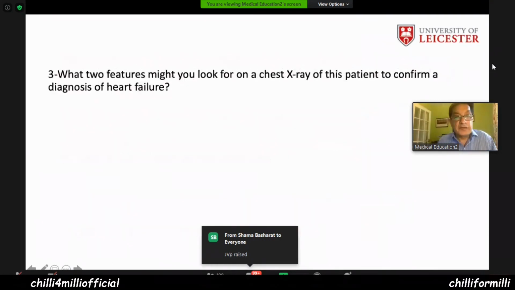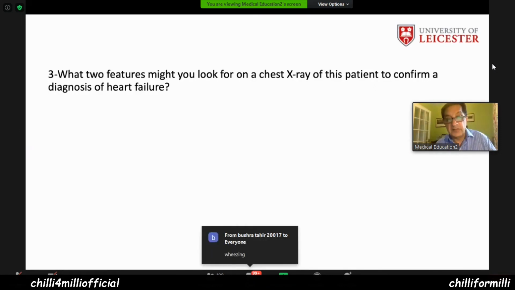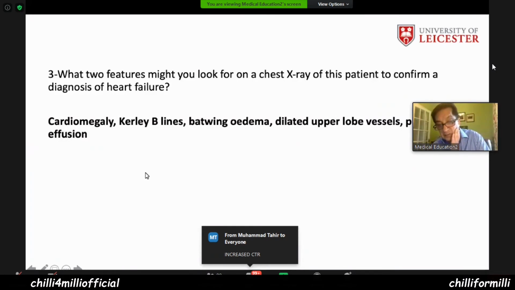What two features might you look for on a chest X-ray of this patient to confirm a diagnosis of heart failure? So that is your correct answer. Cardiomegaly, Kerley B lines. Yes, someone said CTR. That is correct, Tahir, thank you. And bat wing appearance, correct. Bat wing edema, dilated upper lobe vessels, and pleural effusions. You may have some of these, or you may have all of these.